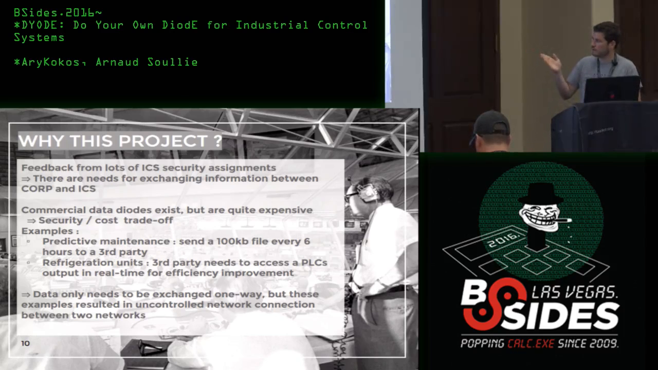Second example that I encountered during an audit in the pharmaceutical industry: it was refrigeration units. They were maintained by a third party that needed real-time access to the PLC data in order to improve the efficiency of the system. So that was in the contract. There again, if the connection to the third party fails, the system will continue to refrigerate. That's not a problem. So you have specific needs that do not justify the investment of several dozen thousands of dollars.